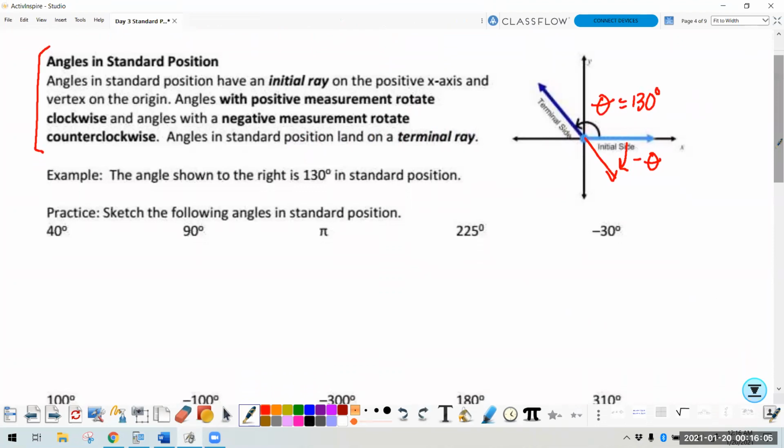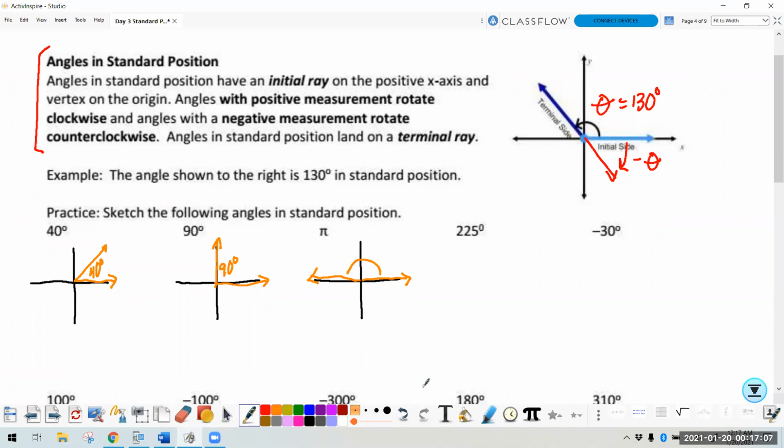So let's sketch some. We're going to always start with a little coordinate plane. Initial ray is on the positive x-axis. 40 degrees is acute, so we'll put that in this first quadrant. Now 90 degrees, here's our initial ray again, is on the positive y-axis because each quadrant is 90 degrees. Always draw that initial ray. And now, for pi radians, I know pi radians is 180 degrees. So that's going to be a straight line like this, where this angle is pi.